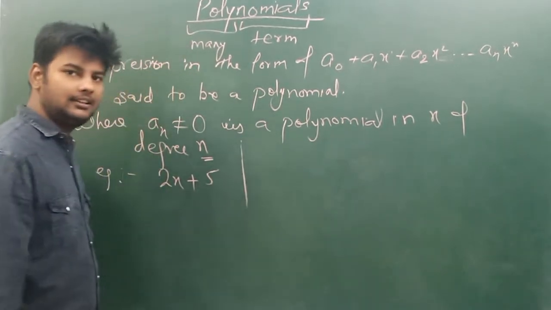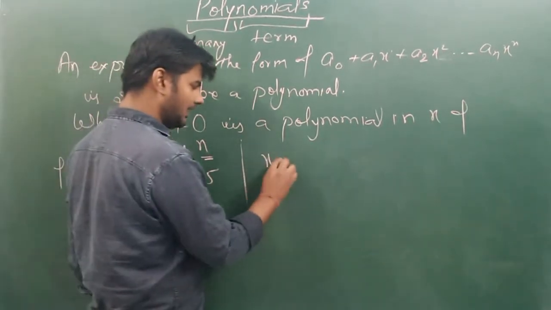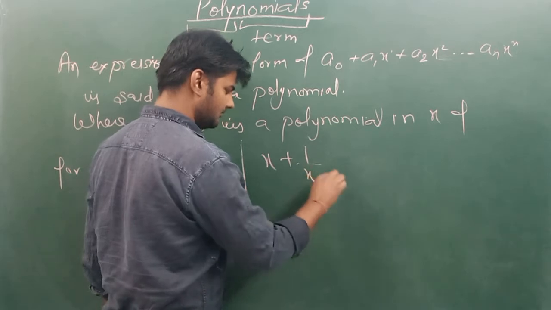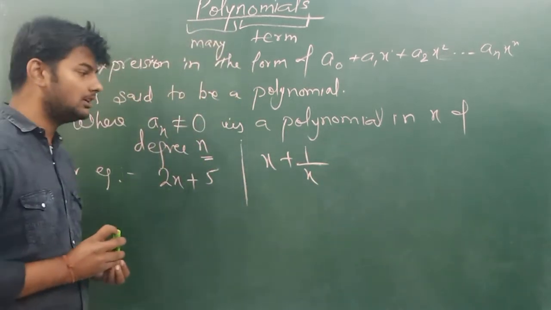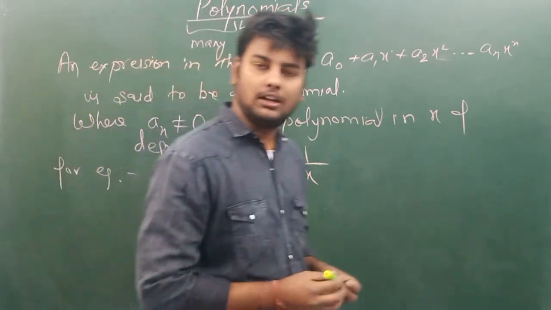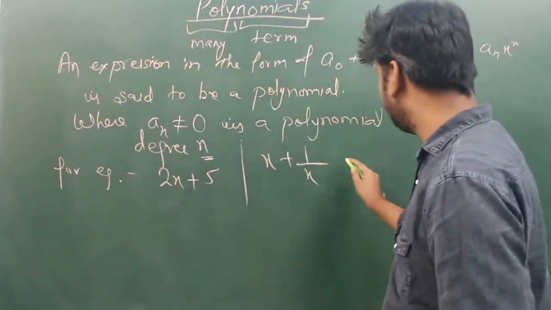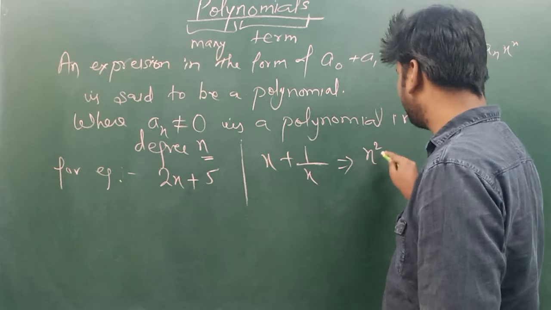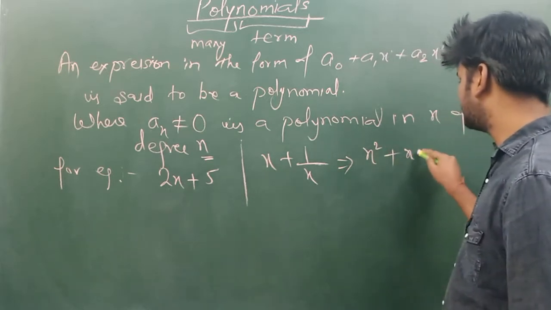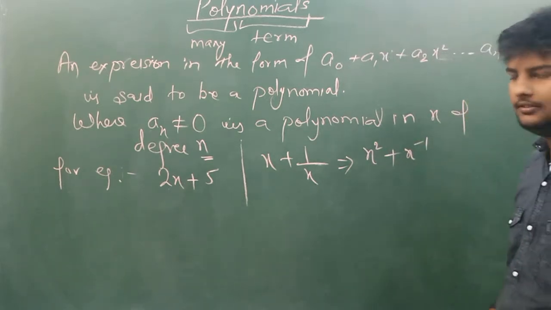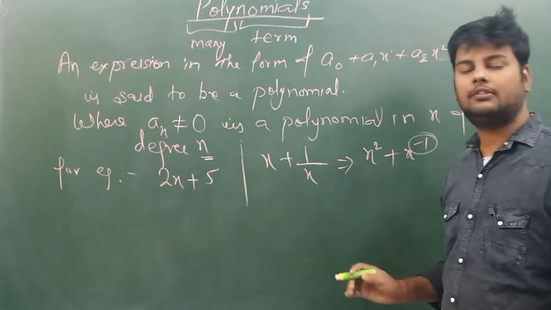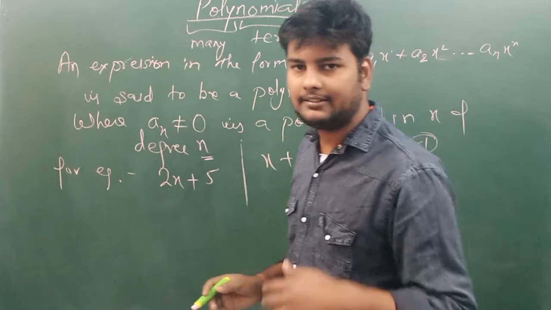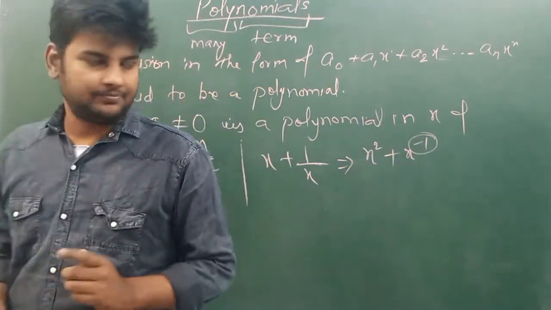Let us take another example, say x plus 1 upon x. Here x plus 1 upon x is not a polynomial, as when we simplify it, it becomes x square plus x to the power minus 1. So when any expression has a negative or a fractional power, it can't be said to be a polynomial.